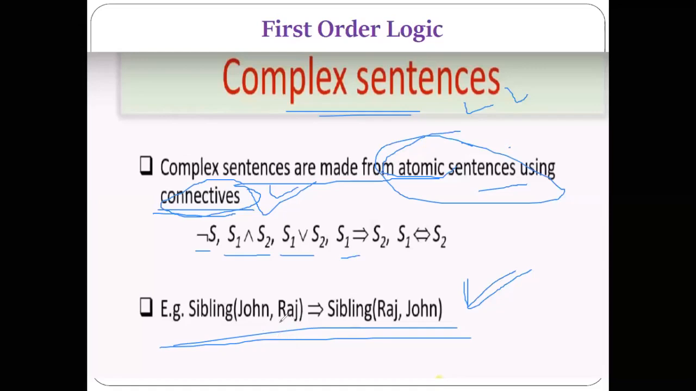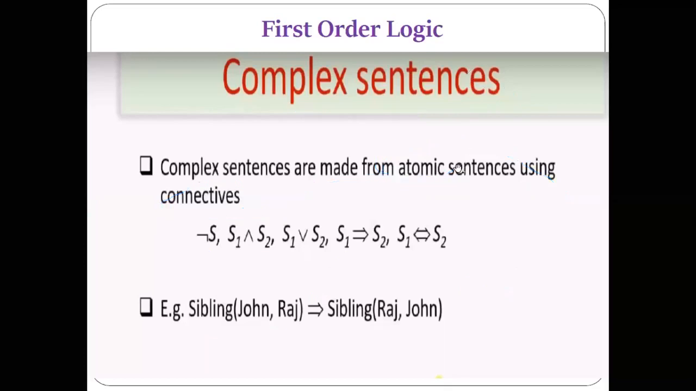If John and Raj are siblings, then Raj and John are also siblings. Correct or not? Yes, sir. Implies: if John and Raj are siblings, then Raj and John can also be siblings. Understood? So the question might be asked another way also. In the exam, logic might be given, and from that logic you have to write the sentences. Let's move forward.